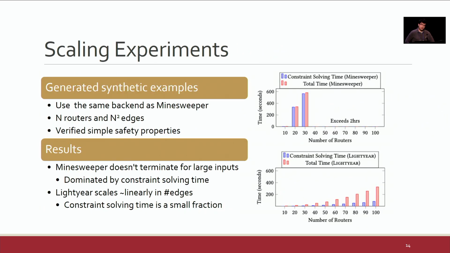So we tested our tool against Minesweeper, a comparable tool that models the whole network at once, using synthetic examples of various sizes. Minesweeper models the network using SMT constraints, and we found that for large inputs it doesn't terminate, and for the inputs it does handle, the time is dominated by the SMT constraint solving time. On the other hand, we found that in our tool, the runtime scales roughly linearly in the number of edges, and only a small fraction of the time is actually spent on solving the constraints.